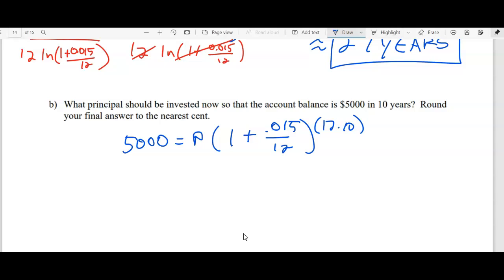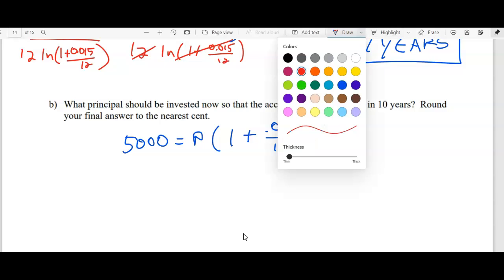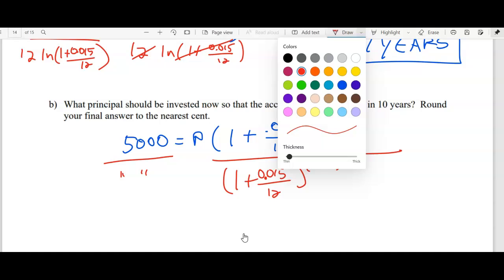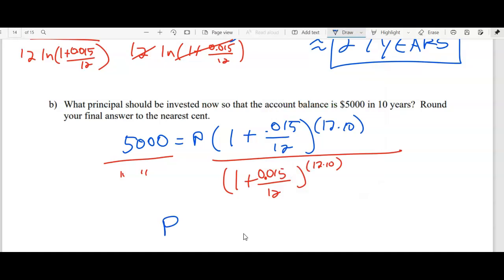Okay, so basically all we need to do to solve for P is just divide by this stuff. There is no variable in this stuff. It's just a number, so we just need to divide by it to solve for P. Okay, round to the nearest cent, but let's get the final answer first.